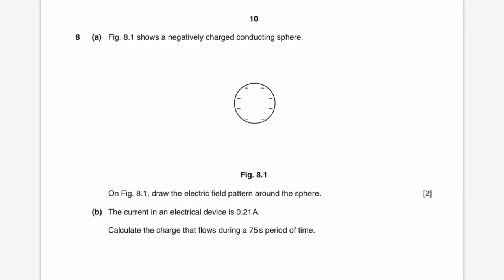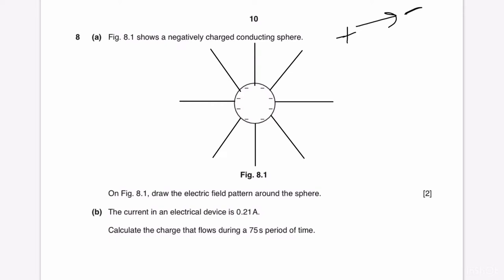Question number 8. Figure 8.1 shows a negatively charged conducting sphere. On figure 8.1, draw electric field pattern around the sphere. अब आपको पता है कि electric field जो होगी वो इसके around produce होगी इस तरह, कुछ radially produce होगी. ठीक है. अब इसकी डायरेक्शन क्या होगी? आपको पता है कि जब हमारे पास कोई पॉजिटिव चार्ज होता है तो उसकी इलेक्ट्रिक फील्ड उससे अवे होती है, पॉजिटिव से नेगेटिव टुवर्ड्स होती है, तो नेगेटिव के टुवर्ड्स होगी. सही, तो ये हमारी इलेक्ट्रिक फील्ड अराउंड अवर नेगेटिवली चार्ज.